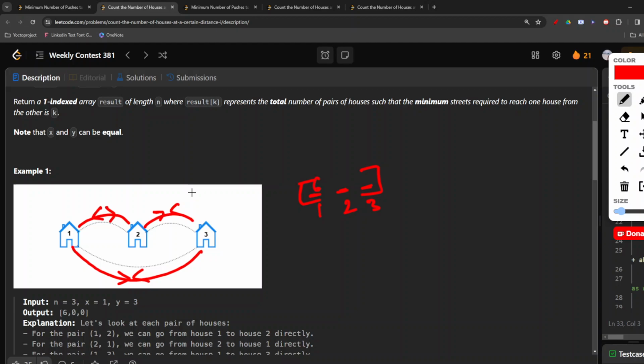Now for distance 2, as we are required to take the minimum one, right? So for distance 2, we won't be considering any. So that's why here 0. And for 3 also 0. So that is why they have returned this particular answer. So this is what they are asking in this particular question, and that is how we are required to get the answer.